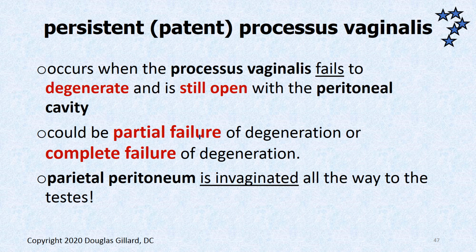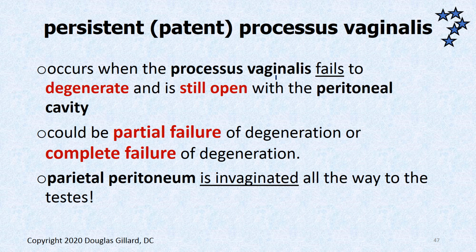All right, so this persistent processus vaginalis occurs when the processus vaginalis fails. And by the way, sometimes this is called the vaginal process. It's another AKA for this. It fails to degenerate away like it's supposed to, and it stays wide open. And that ain't a good thing, because now the peritoneal cavity actually runs all the way down into the scrotum, and that's not good, right? You have peritoneal fluid running down there.